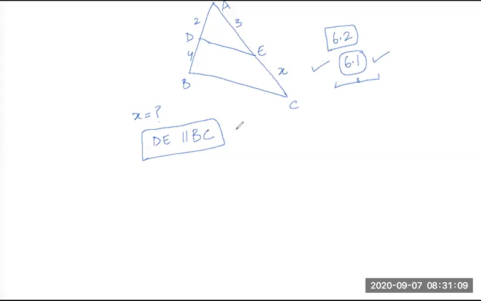Now it is given that DE is parallel to BC. That means DE will divide the other two sides in the same ratio. That means AD by DB should be equal to, can anyone tell? AE by EC. Next step, AD is 2, DB is 4, is equal to 3 by X.